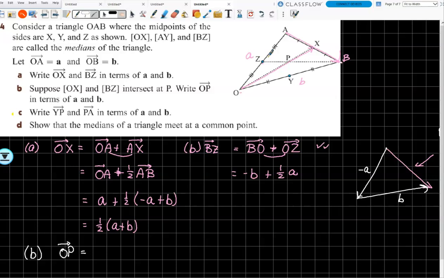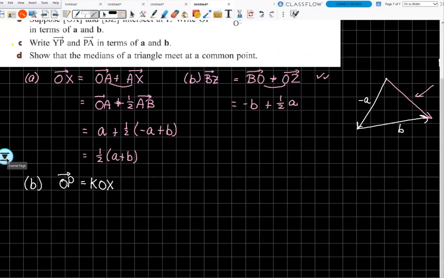It could be a quarter, 3/4 times OX, right? But we don't know what that is. So we're just going to call it K. That's the normal. So OP is going to be K lots of OX. And the reason that we're also using OX is that we've got this expression here from part A. So we can say this will now be K lots of a half A plus B.